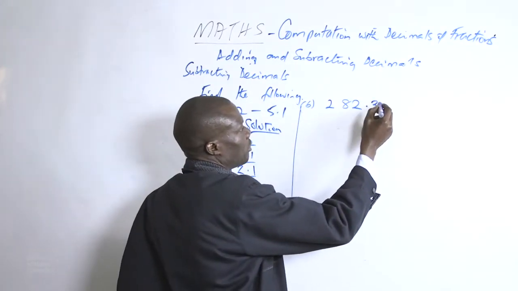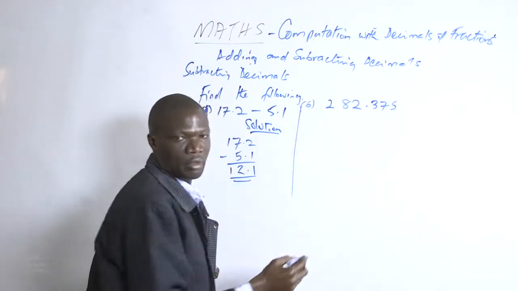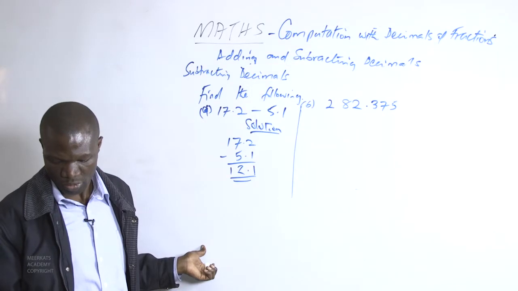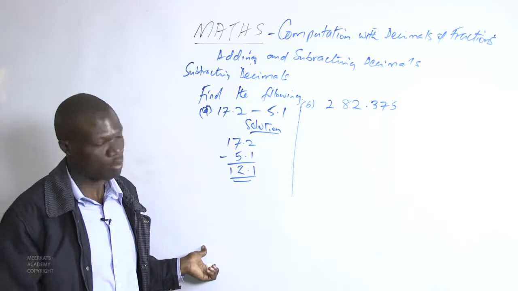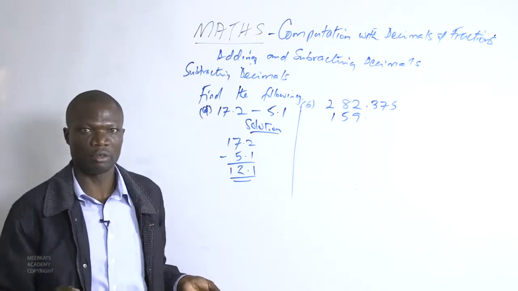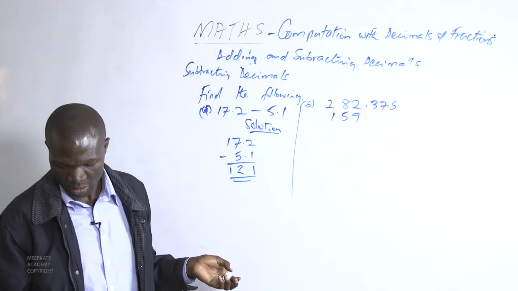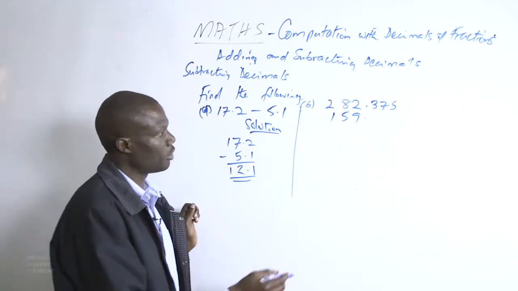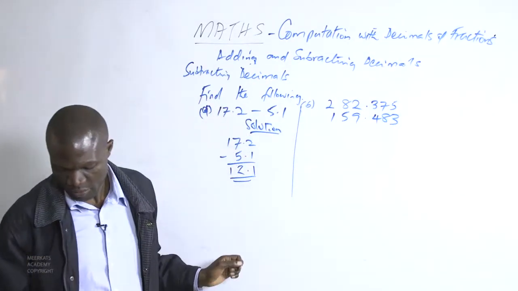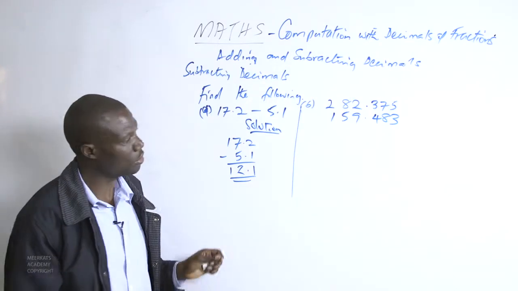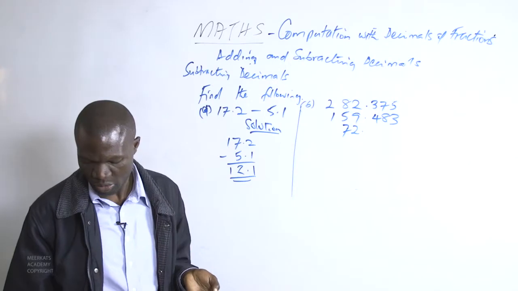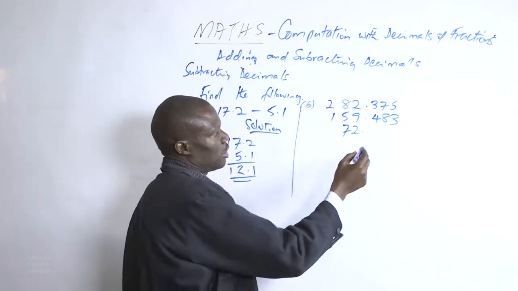282.375 minus 159.483, and finally 72.689.